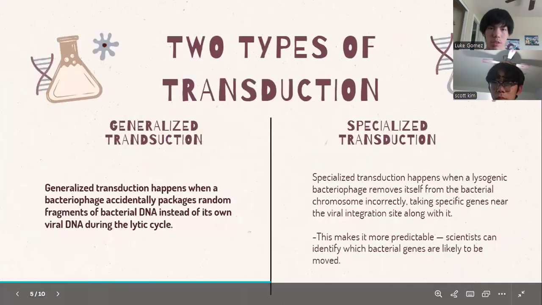There are two types of transduction: generalized transduction and specialized transduction. Generalized transduction happens when a bacteriophage accidentally packages random fragments of the bacterial DNA instead of its own viral DNA during the lytic cycle. Specialized transduction is when lysogenic bacteriophages remove themselves from the bacterial chromosome incorrectly, and this makes them take specific genes near the viral integration site along with them. This makes it more predictable, so scientists can identify which bacterial genes are likely to be moved. Specialized transduction can also spread dangerous genes, such as those that produce bacterial toxins.